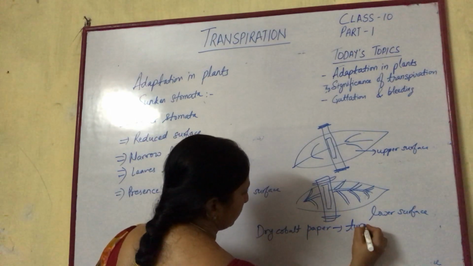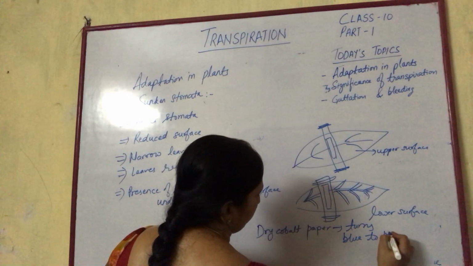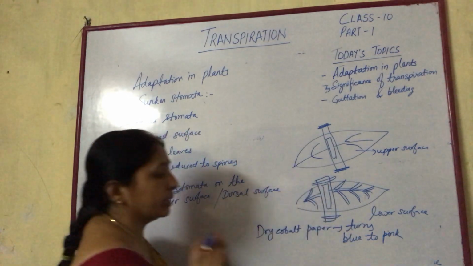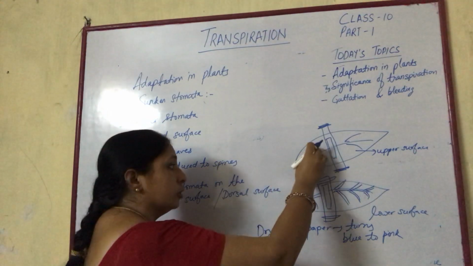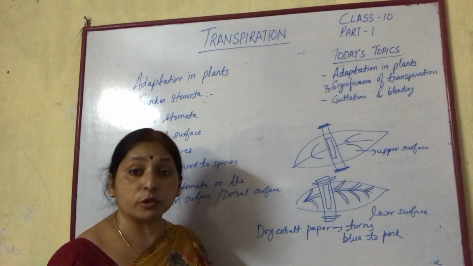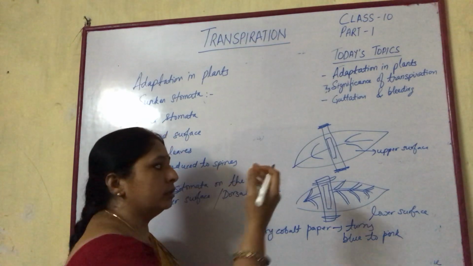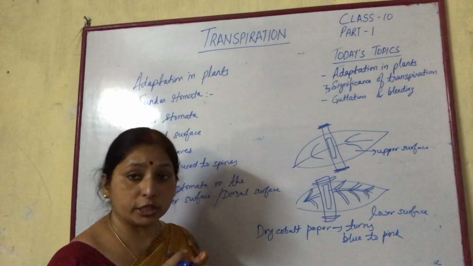So the dry cobalt paper turns blue to pink. This indicates the presence of water vapor, the presence of water. Here also stomata are present, but very few in number. So the evaporation process is very slow. Therefore the change in color is also very slow, or there is no change.